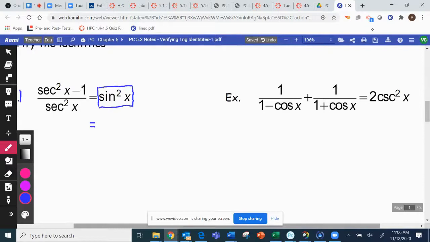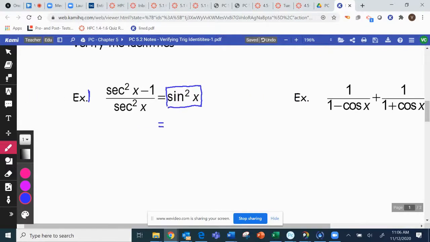What we're going to try to do is make secant squared x minus 1 over secant squared x simplify to equal sine squared x. You know how your assignment last time was to simplify and see what you get? This time I'm telling you that you're going to get sine squared x. Show me how you can get it. There are lots of different things that we could do, and I will be calling on you for ideas, but I'm just going to start with mine. There are lots of different ways that we could approach this.